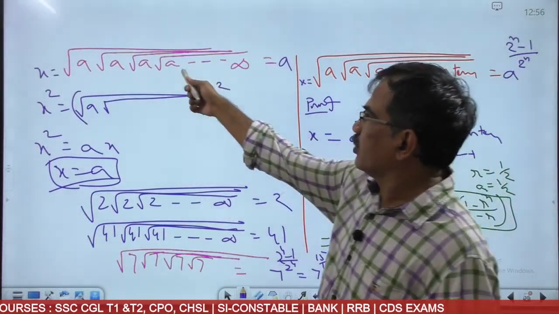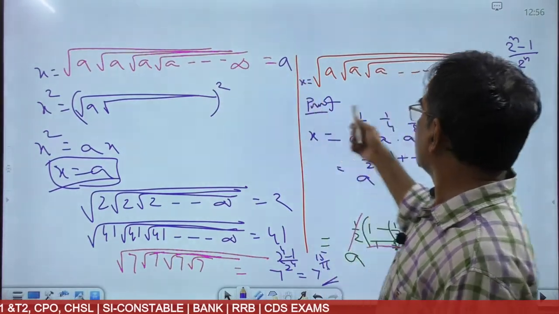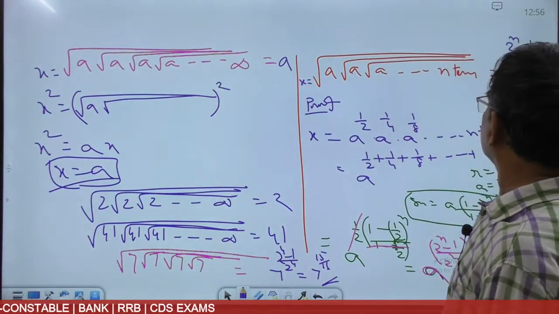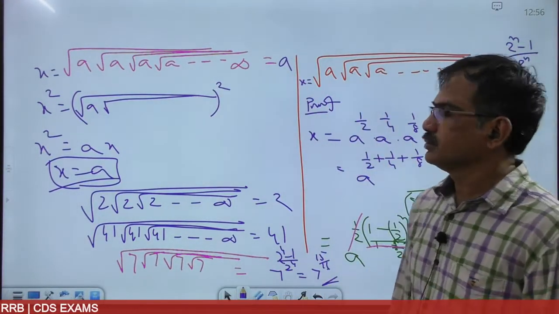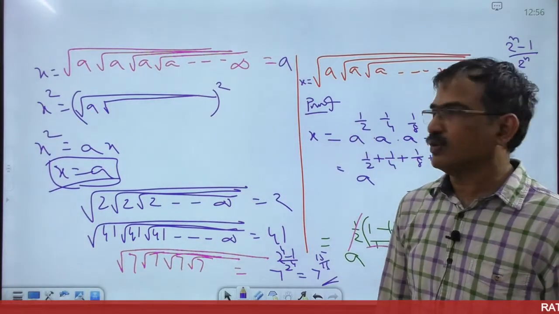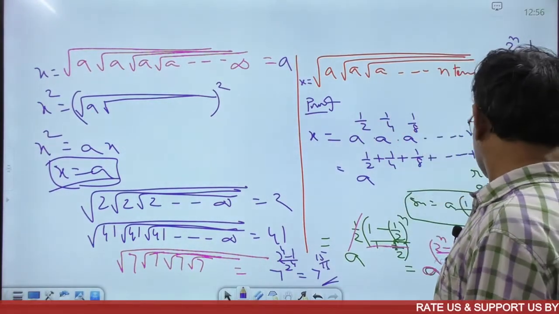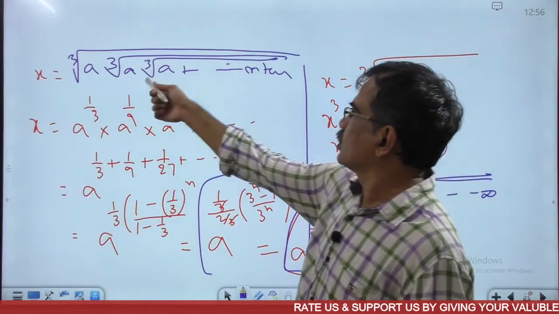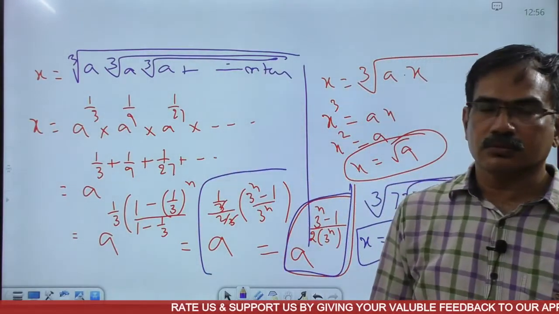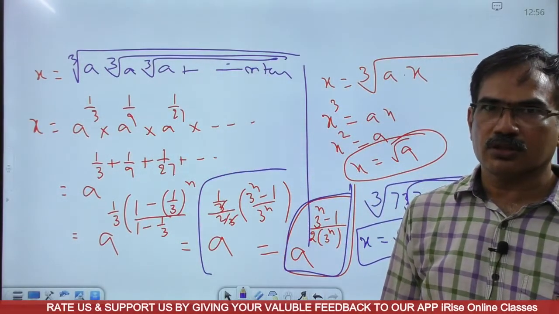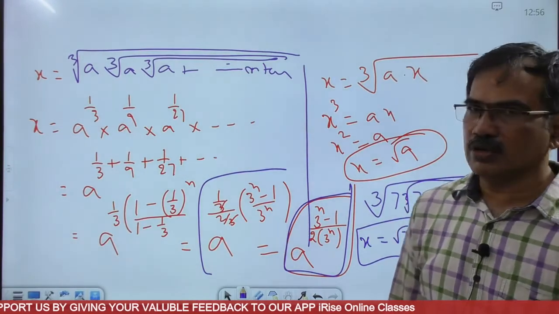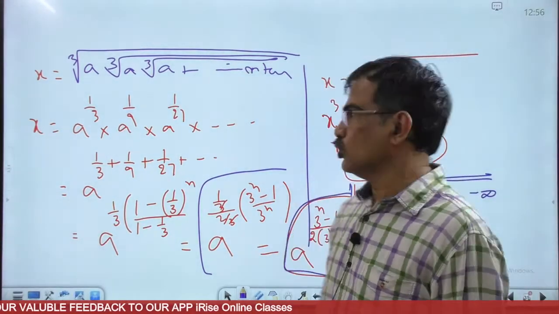This is formula number 5. Up to infinity is given, and this is n terms given. So these are the formulae. If you know the concept, then we can get this type of questions also. Understood? So this is about the infinite roots.